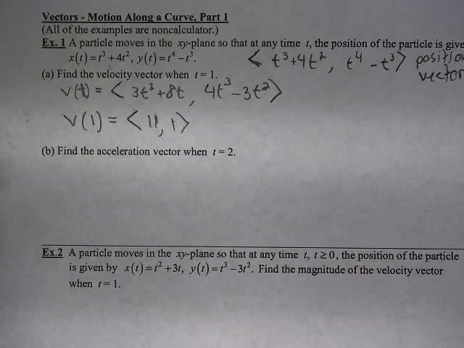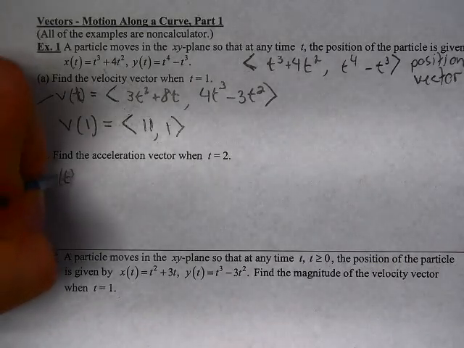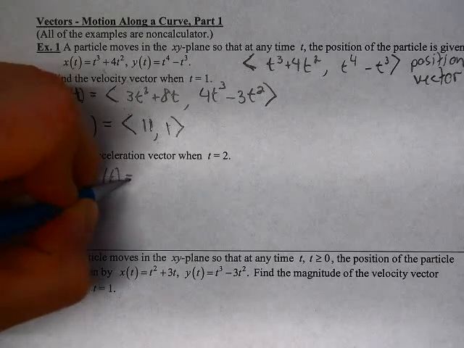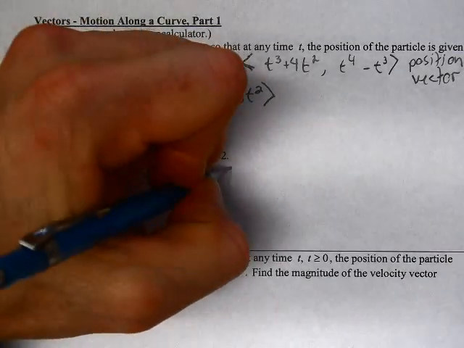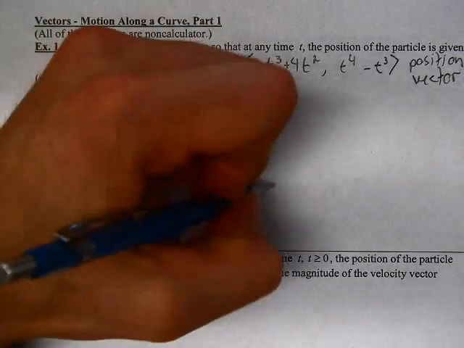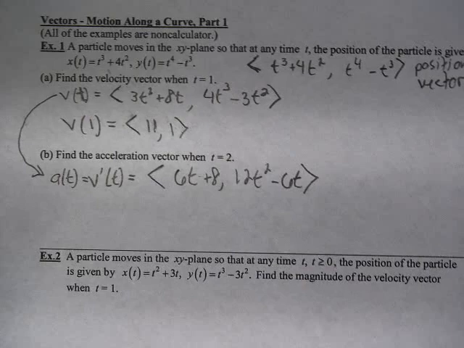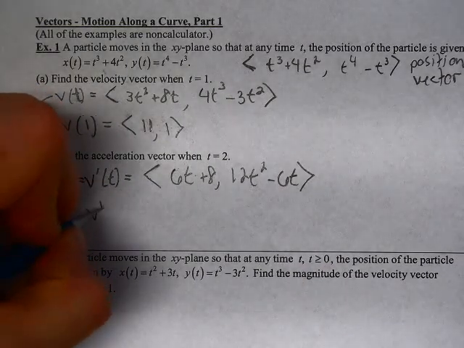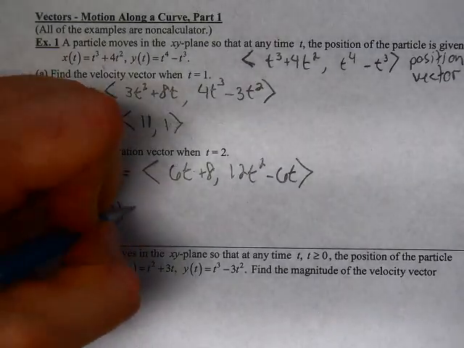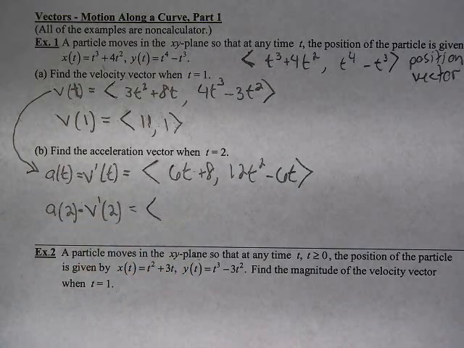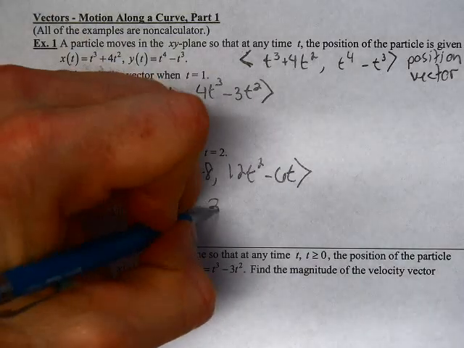It asks us to find the acceleration vector when t equals 2, so we take the derivative of the velocity vector. So we need a of t. This is just v prime of t. So we take the derivative again, we get 6t plus 8, and 12t squared minus 6t. And we want the value of the acceleration vector when t is equal to 2. So we want a of 2. So again, we just plug 2 into our now acceleration vector, and we get <20, 36>.